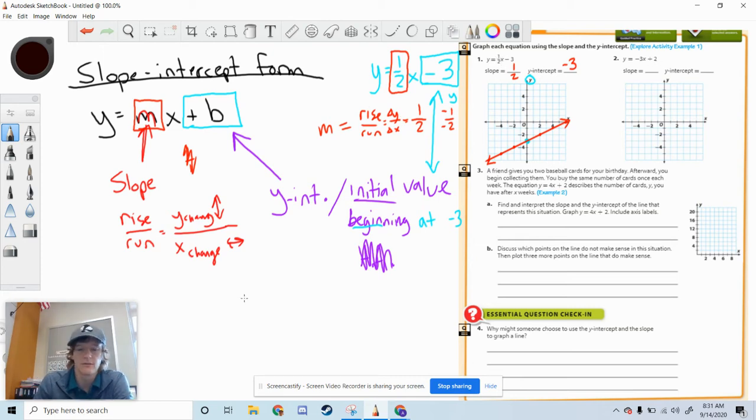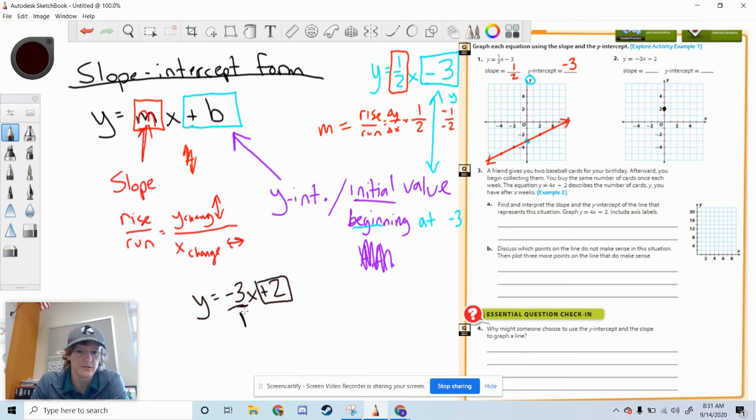Number 2, we have the equation y equals negative 3x plus 2. Our starting value, our initial value, is right here. So I need to put a dot on the y-axis at the number 2. My slope in this case just has a negative 3.